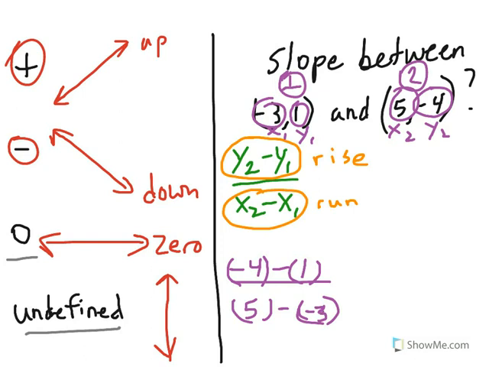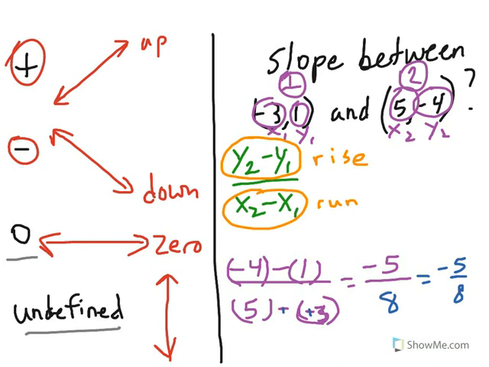Now let's take each piece and look at it separately. Let's just look at the top. Negative 4 minus 1. That means I'm getting more negative. It's going to be negative 5. On the bottom, I have 5 minus negative 3. Remember, when you subtract a negative, it really becomes a positive addition, so it's going to be positive 8. So my answer to this is negative 5/8.